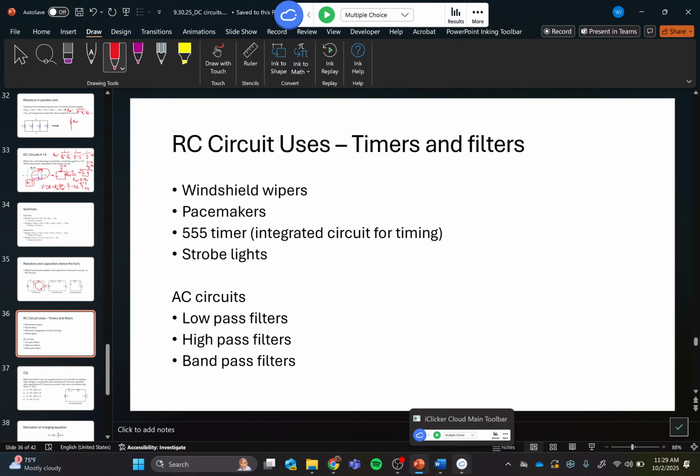Timer. In other cases, in AC circuits, they limit your frequency. You can make a high-pass filter, meaning you let high frequencies through, or a low-pass filter, you let low frequencies through. You don't need to know any of this, but there are uses.